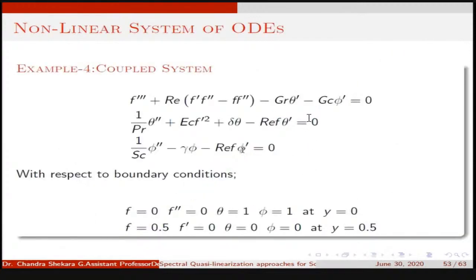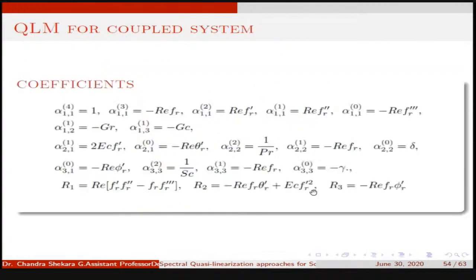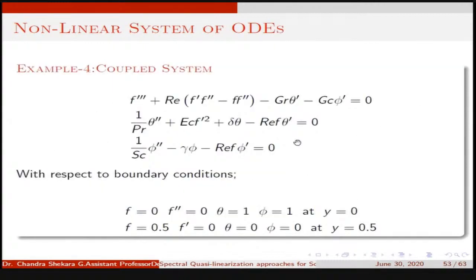Again, I hope there is some time, so I will quickly take one more example, but I am not giving it in detail. I will just show how accurate this method is. This is another system of equations from fluid mechanics, boundary layer flows, with these boundary conditions. I will just show how to quasi-linearize, because this is a nonlinear operator. This is a nonlinear term here, and this is the only nonlinear term, and this is a nonlinear term here.